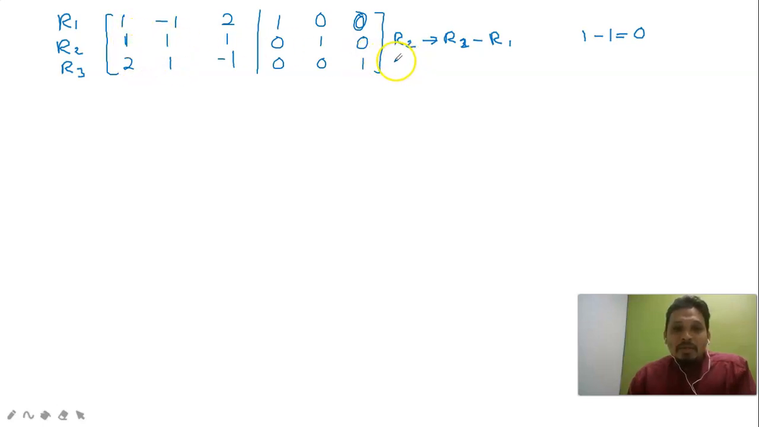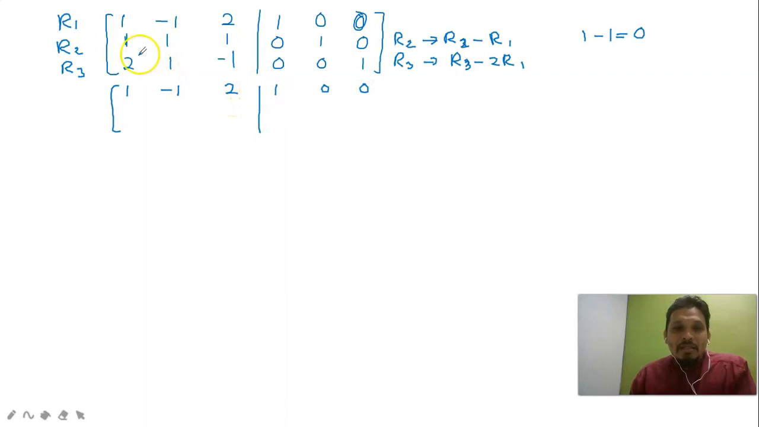So the new R3 is R3 minus 2R1. R3 here is 2, negative 2 times 1 equals negative 2. So 2 minus 2 equals 0. Now, because nothing changed in row number 1, we write it all again: 1, negative 1, 2, 1, 0, 0.